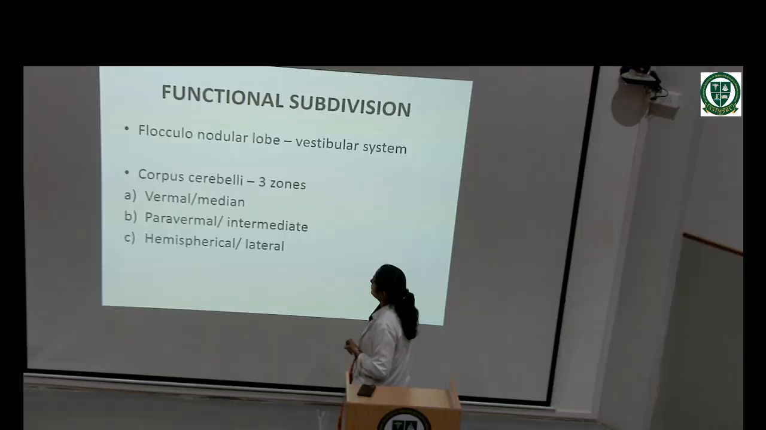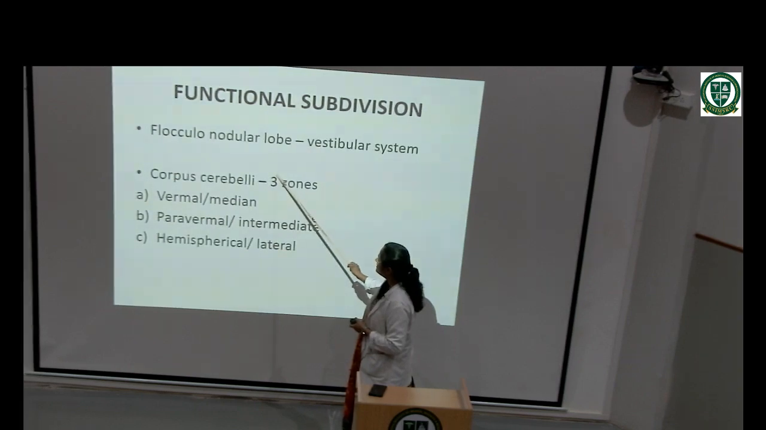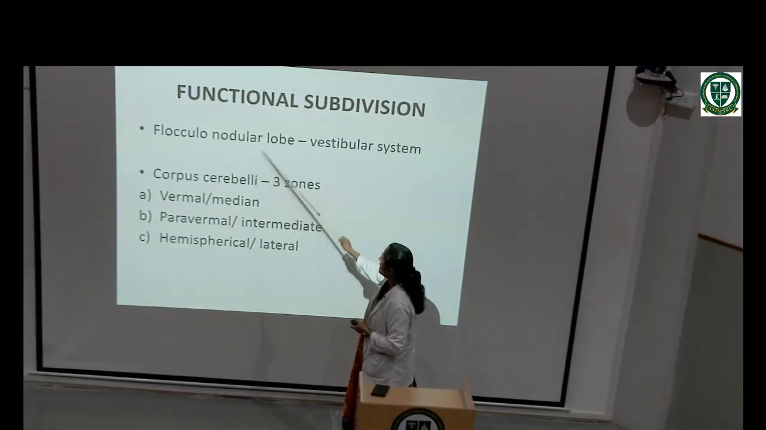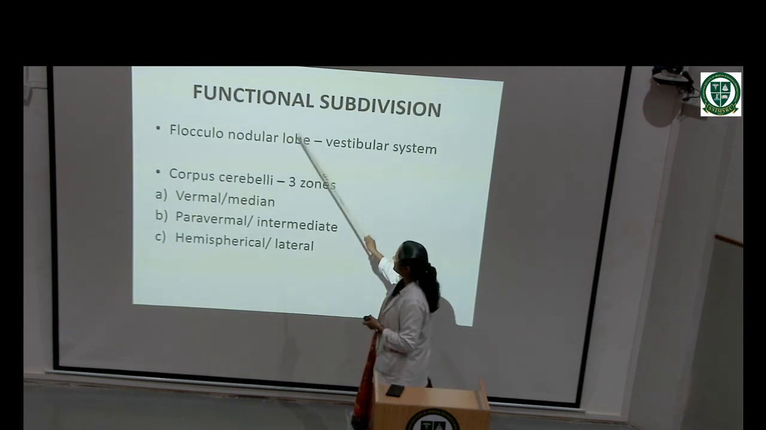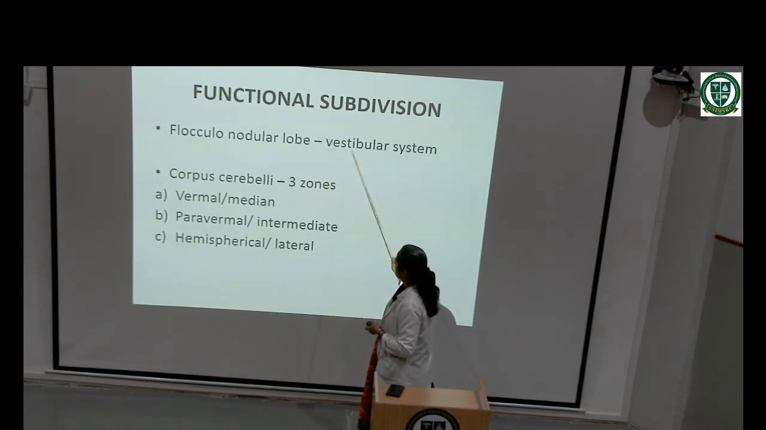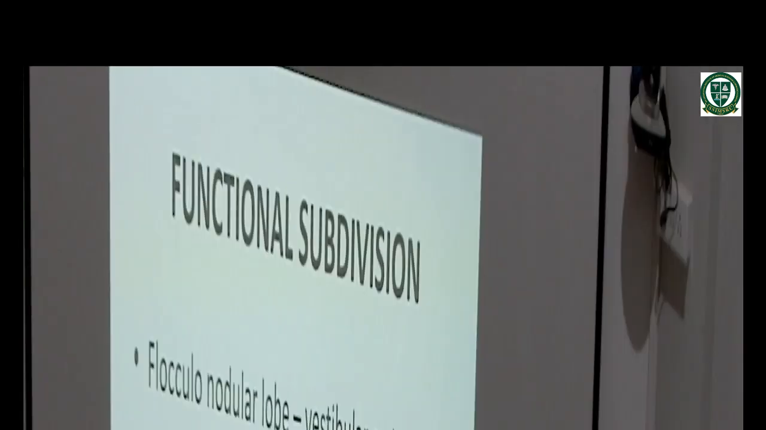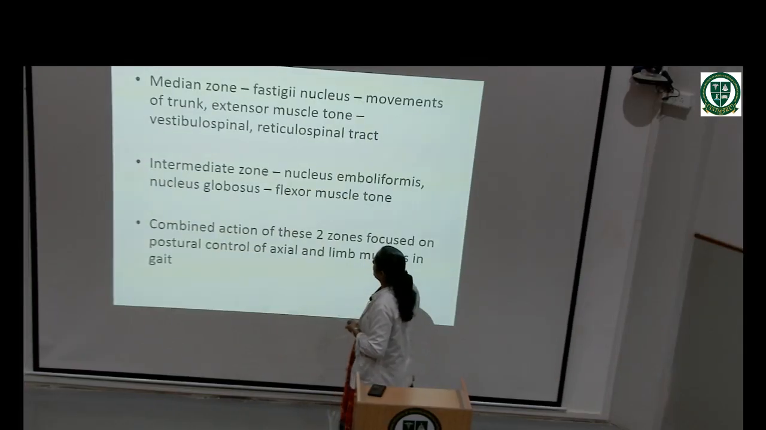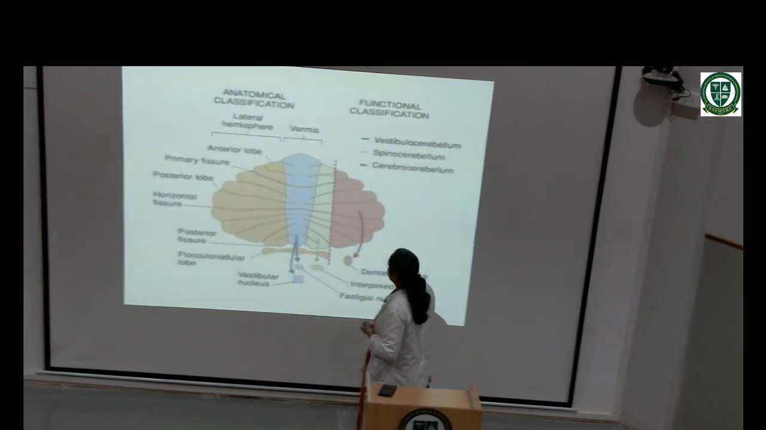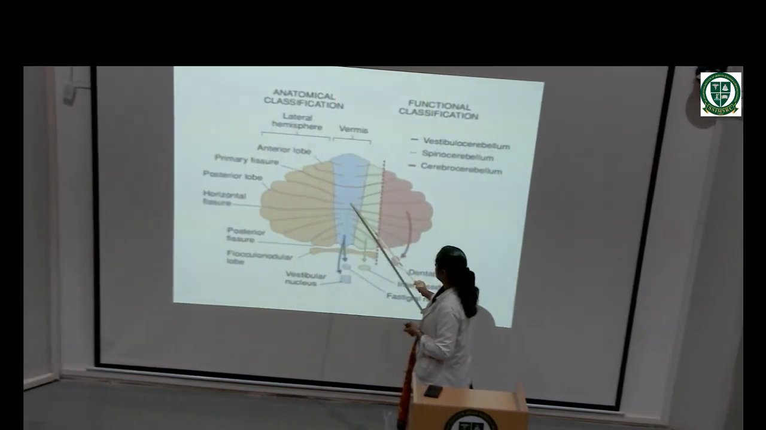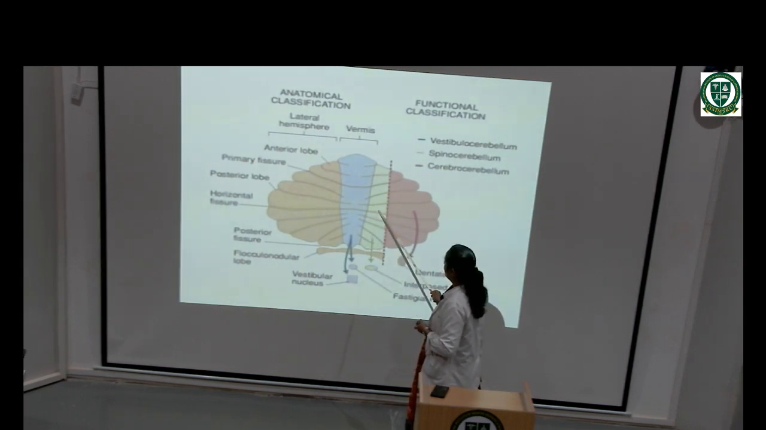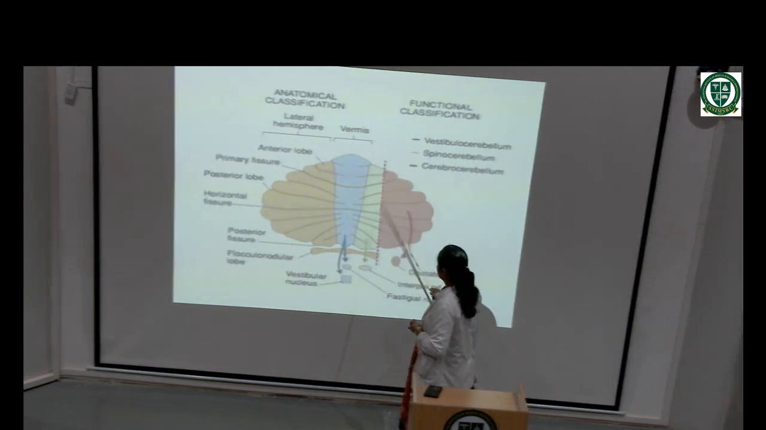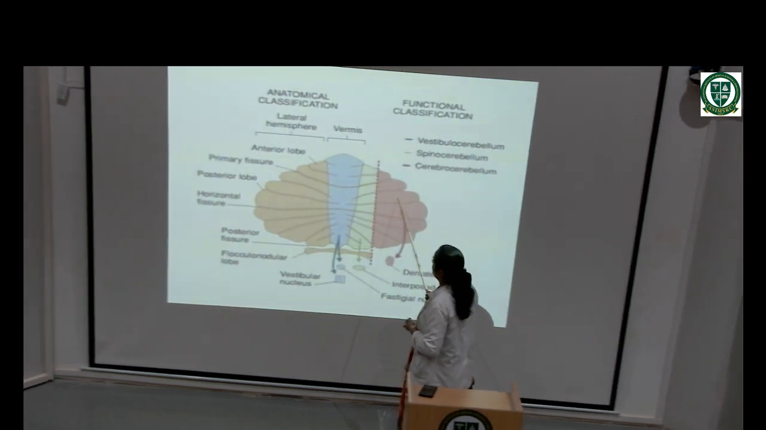Now, functionally, as I have already told you, the posterolateral fissure is dividing the cerebellum into corpus cerebelli and flocculonodular lobe. So, the flocculonodular lobe or the archicerebellum forms what is the vestibular system. The body of the cerebellum as such can be divided into three zones here. You can see the mid zone, also called the vermian zone, the paramedian zone or the intermediate zone, and the lateral zones or the hemispherical zones.